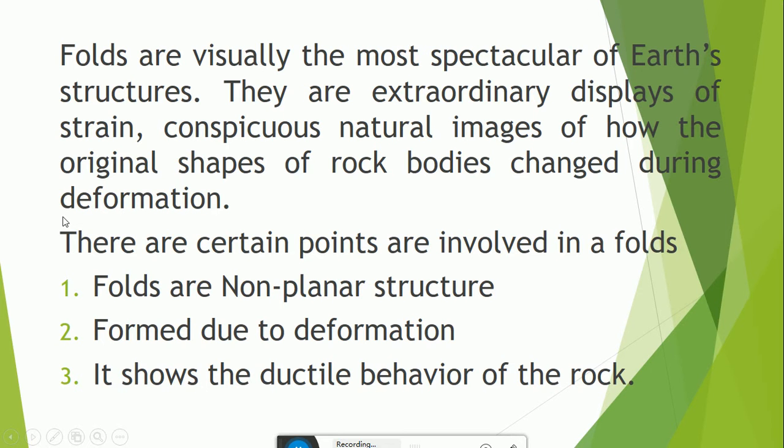First, starting with the definition of folds. Folds are visually the most spectacular of the Earth's structures. They are extraordinary displays of strain, conspicuous natural images of how the original shapes of rock bodies change during deformation.